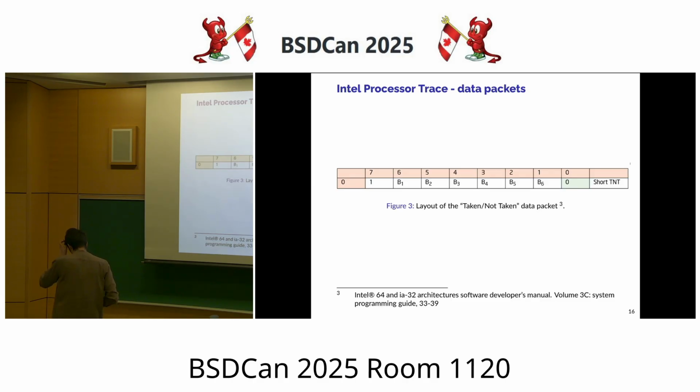So this is an example of a very common packet that you can see in the generated tracing stream. This is the so-called taken or not taken packet. This packet essentially encodes information about whether the last n conditional branches were taken or not. So every bit in the packet is going to be set to 1 if the nth oldest conditional branch was taken, or 0 if it wasn't.